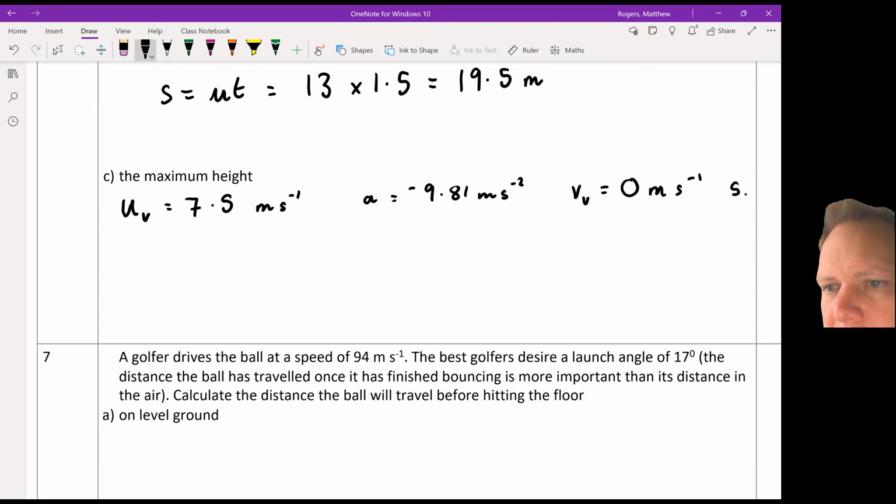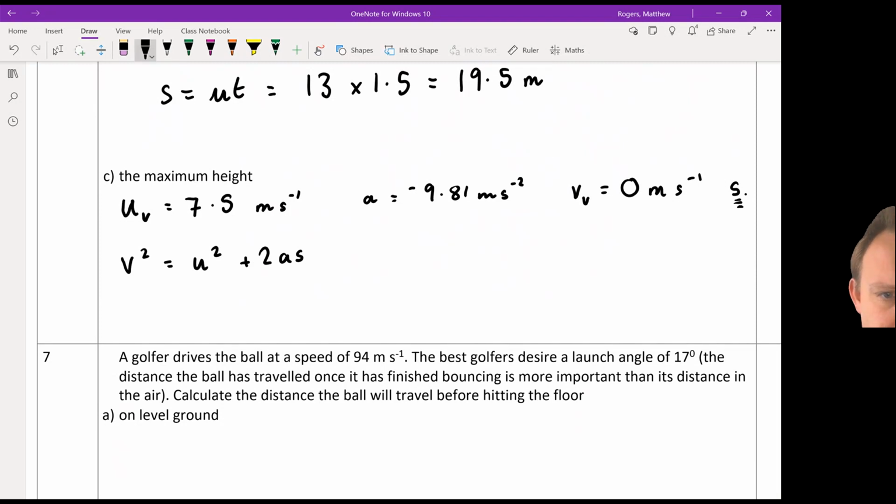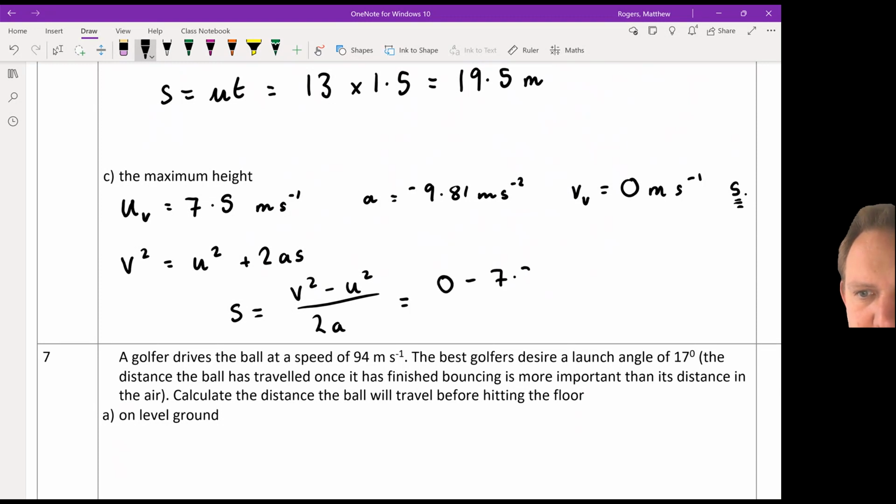I'd like to know the displacement when it gets to the top of its flight. So I'm going to use the equation v squared is equal to u squared plus 2as, rearranging for s. Rearranging for s, we get s is equal to v squared minus u squared over 2a. V is 0, so 0 minus 7.5 squared divided by 2 times minus 9.81. Which gives us a value of 2.86, so 2.9 meters.